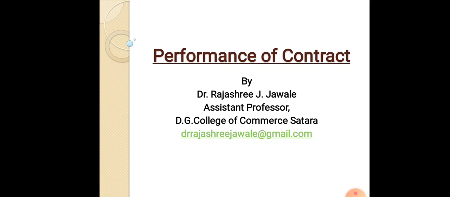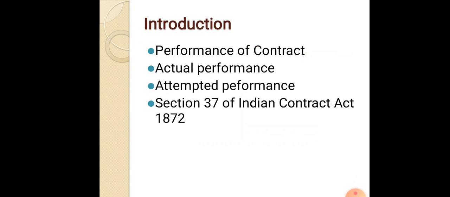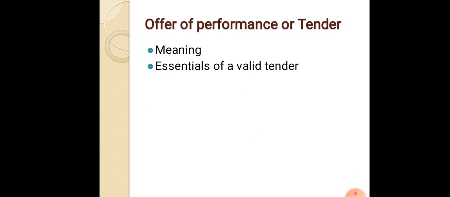Dear students, today we are going to talk about performance of contract. In the earlier lecture, we have seen part 1 of performance of contract. In this lecture, we will talk about part 2 of performance of contract. So we have already discussed what is performance of contract, actual performance and attempted performance, Section 37 of the Indian Contract Act 1872. Then we have also talked about tender or offer of performance.